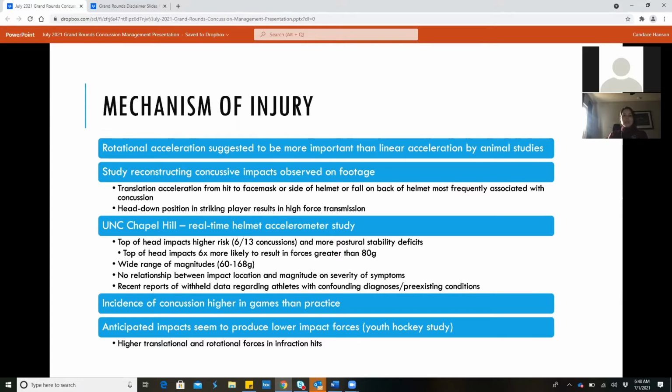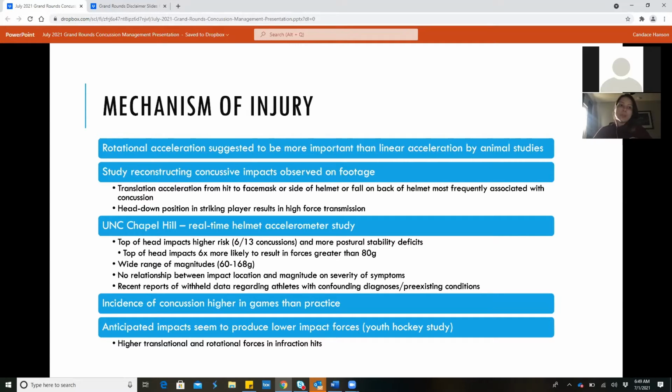Rotational forces have definitely been seen to be more at risk in animal studies, however. So that translation of acceleration from a hit to a face mask or the side of the helmet, or a fall on the back of the helmet, are most frequently associated with concussion when we look at prior observed footage. The head down position in a striking player results in that high force transmission, as I was saying in that Chapel Hill data. So again, in the Chapel Hill data, there's a wide range of magnitude. 60 Gs to up to 168 Gs was the top force recorded at the time I quoted this data, which I will admit was multiple years ago, but there was no relation between impact location and magnitude on the severity of symptoms.